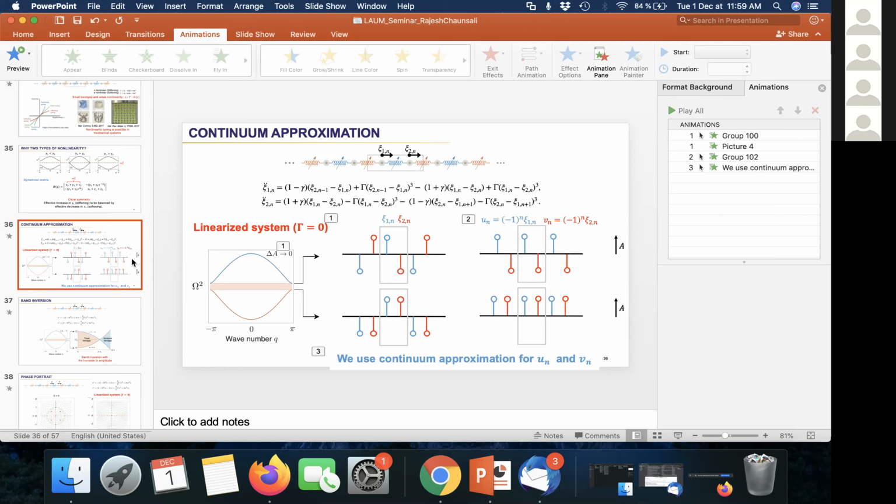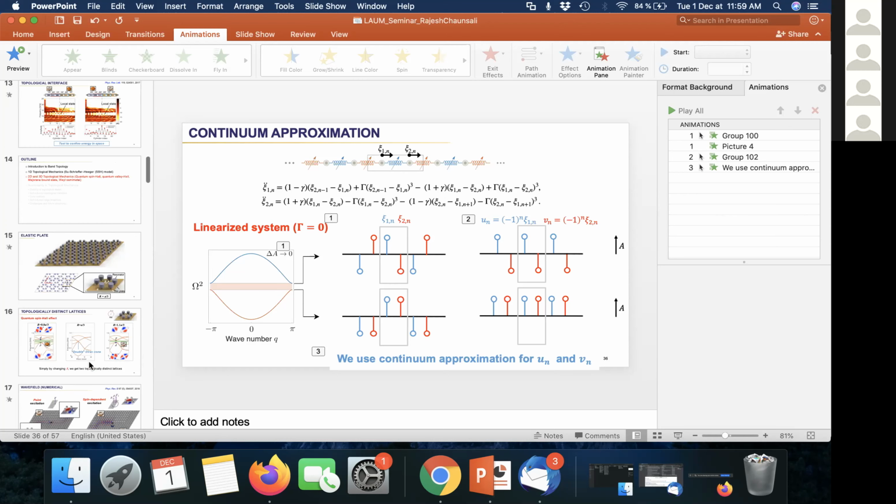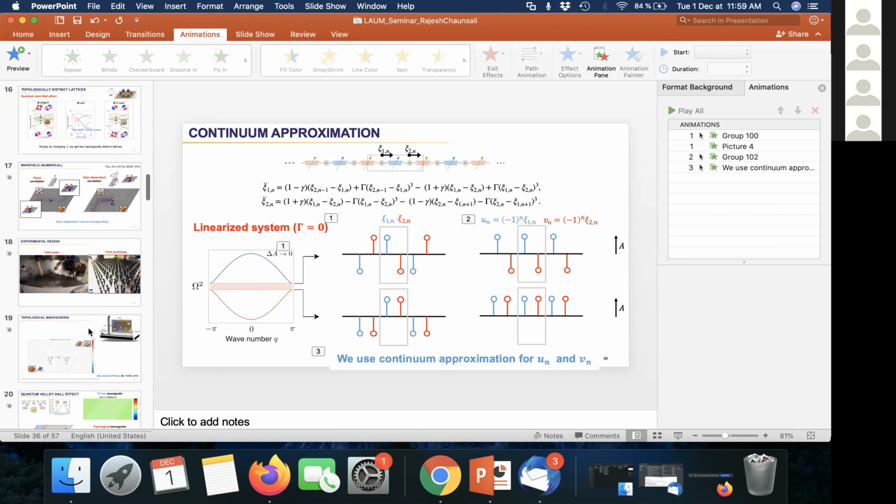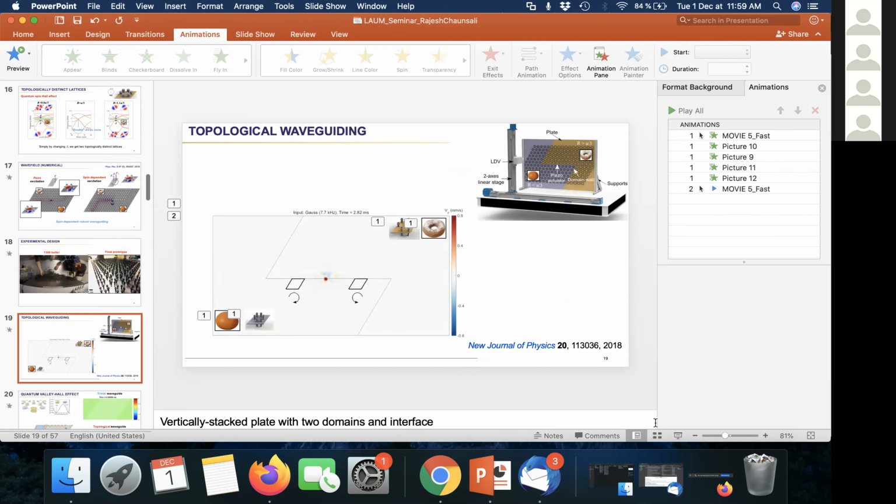Yeah, I just missed how you did the measurements, all these things. Okay. Yeah. For example, this one. Yeah, please.